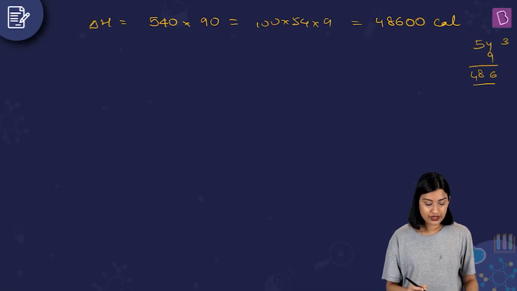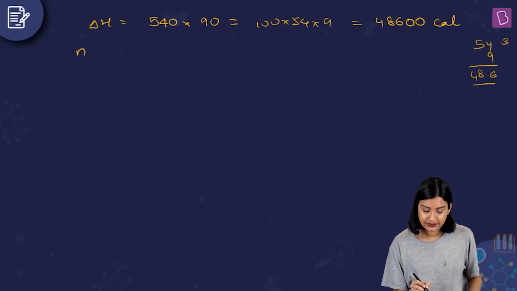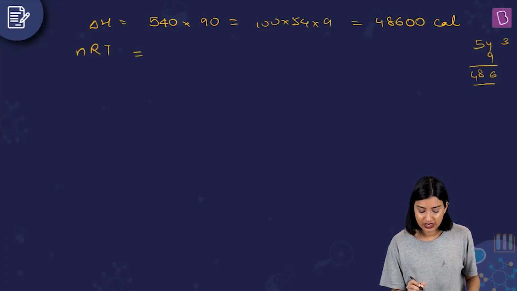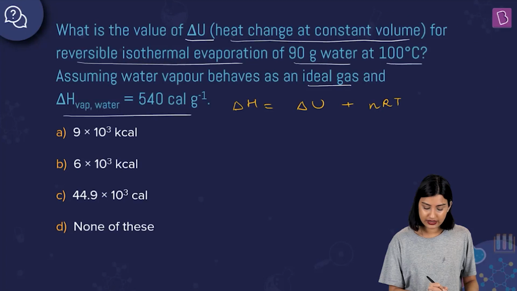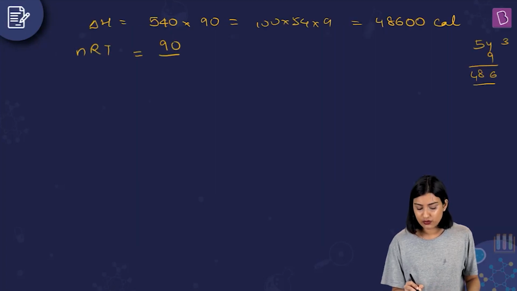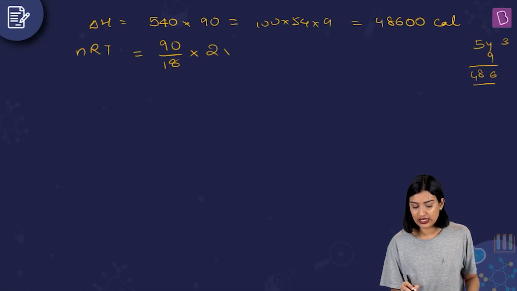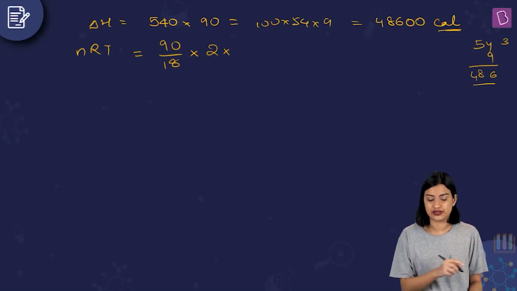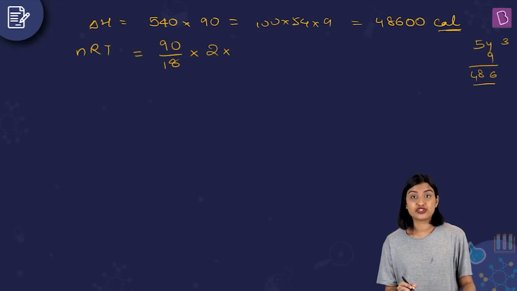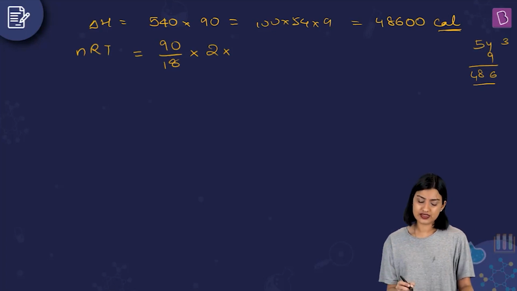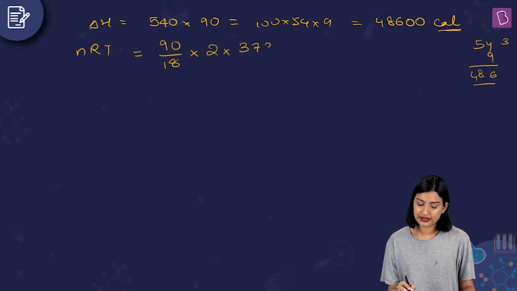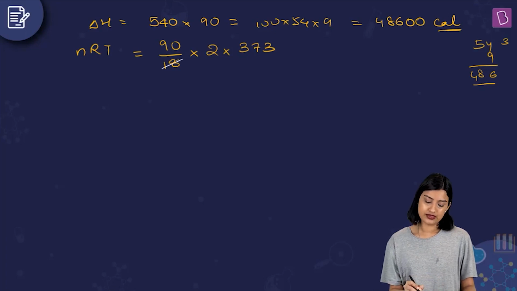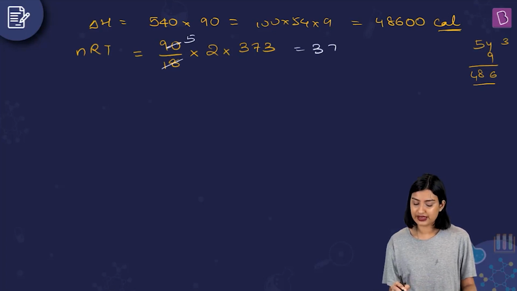Cool. Then you have nRT. N is 90 divided by molar mass of water, which is 18 gram per mole. R, you take as 2 calories because we are talking in calories, and our options are also in calories. Temperature T will be 100 degrees Celsius, converted to Kelvin, that is 373. Now you can cancel this out. You'll get 5, so this will be 3730 calories.